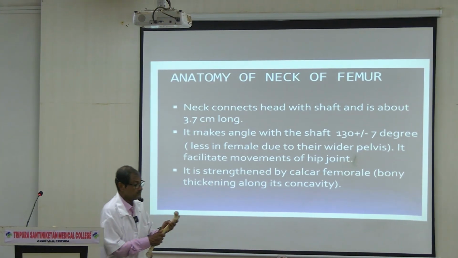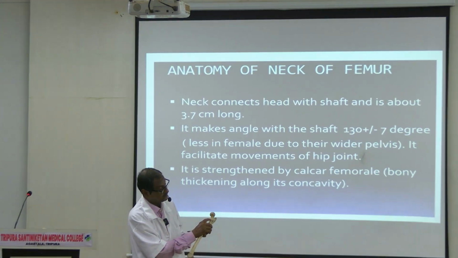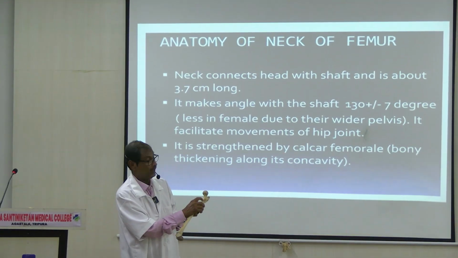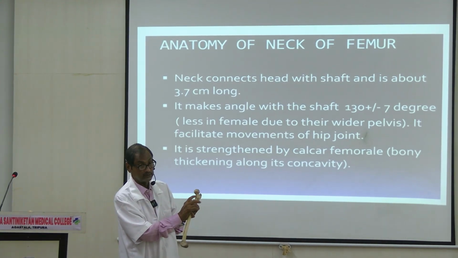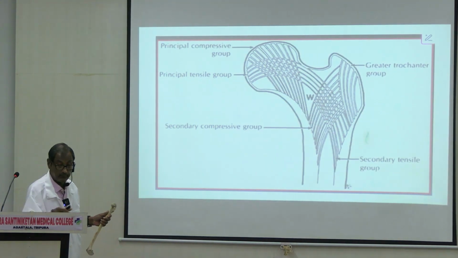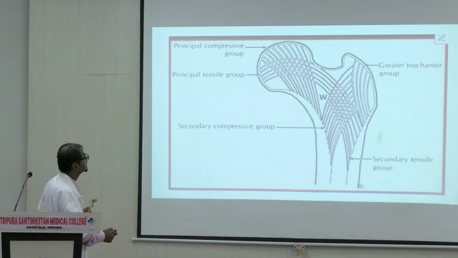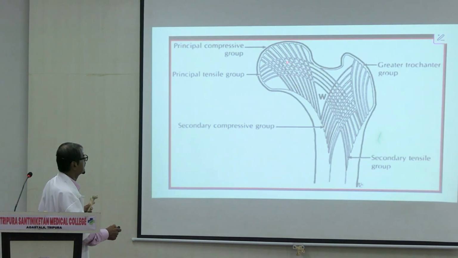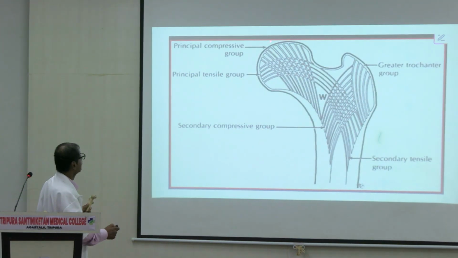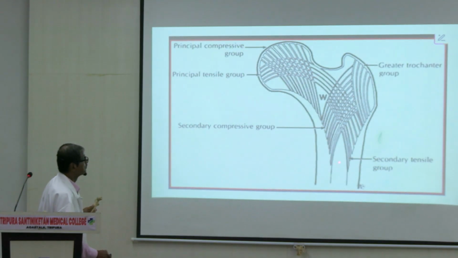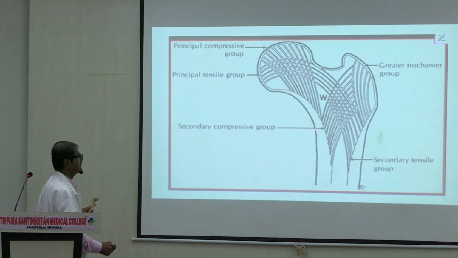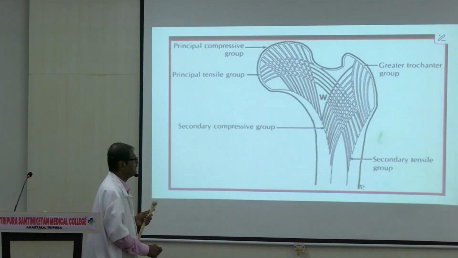Calcar femoral means this portion, the medial side, is called calcar femoral. Calcar femoral is a very strong part because there is a principle. The calcar femoral has this trabeculation. This is the principal compressive group, and the secondary compressive group. Both compressive groups go from the calcar femoral, which is the strongest part of the neck. And if it is broken, then it will be very difficult for union.